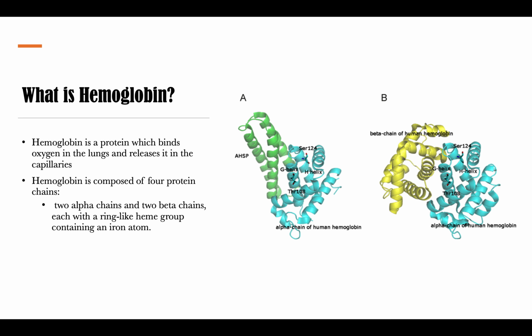On the left side here, on the first image, which is A, it contains the two alpha chains in human hemoglobin, and on the right side here, on the second image, on B, it contains the other two beta chains of the human hemoglobin.